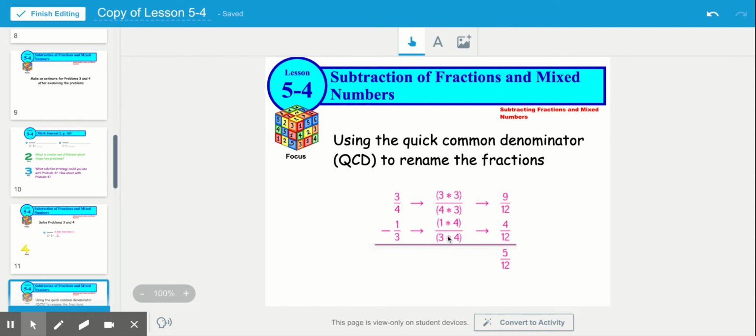And we know that when we're making an equivalent fraction, if we do it to the bottom, we can do it to the top. So 3 times 3 is 9, so 3/4 becomes 9/12. 1/3, 1 becomes 4, so 1/3 becomes 4/12. Now we can subtract. The 12 is our denominator, so it's going to stay the same just like when we do addition. The denominator stays the same throughout subtraction. And then we can do 9 minus 4, which is 5, so we get an answer of 5/12.